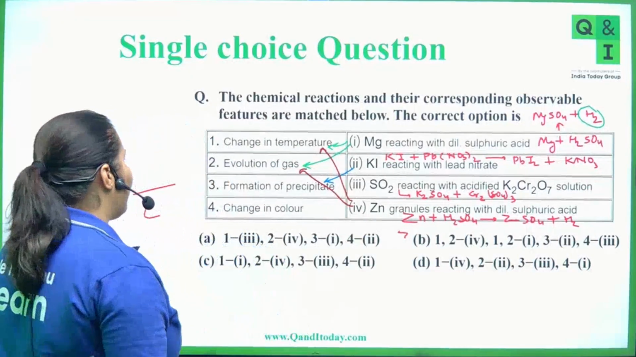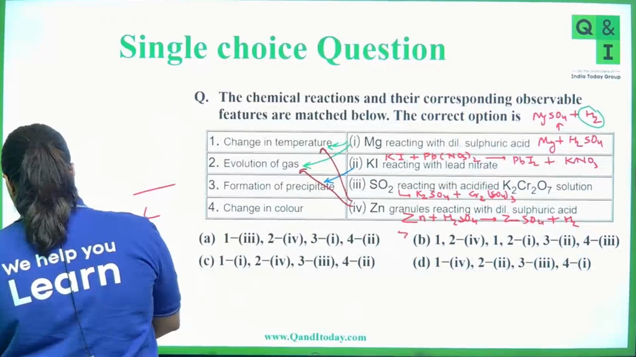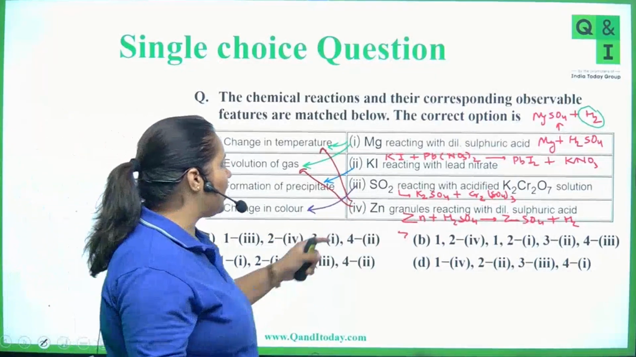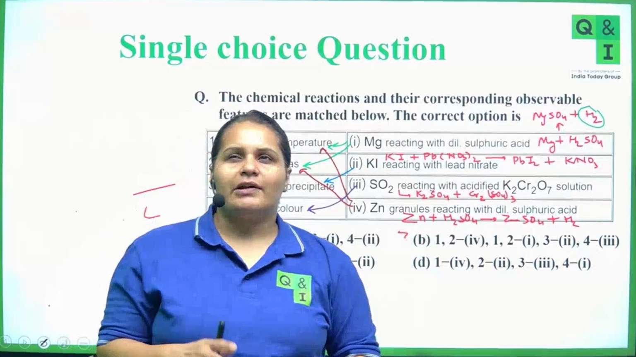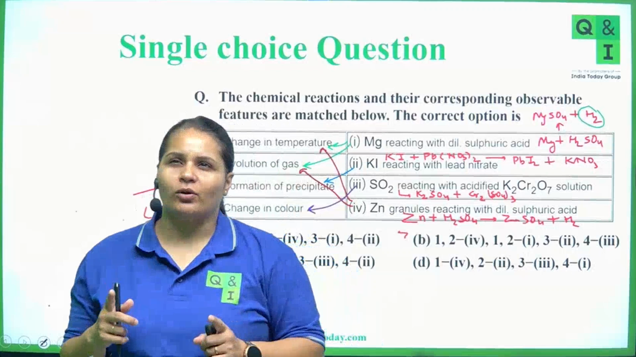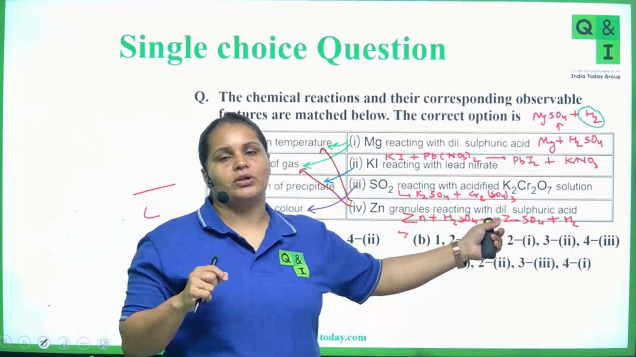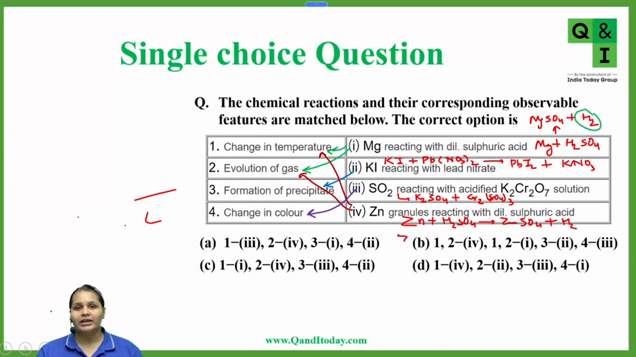Fine. Now coming to this reaction, SO2 reacting with acidified potassium dichromate, that's the change in color, right? The potassium dichromate color actually changes here. If I'm not wrong, it changes from yellow to green, but I'll confirm it. But there is a change in the color of the potassium dichromate solution. Understood? Fine. So this is how you can get a difficult question for this type of topic.